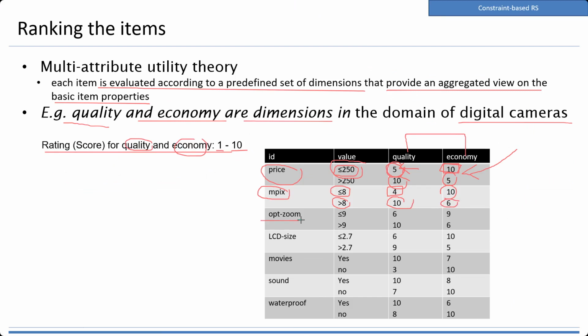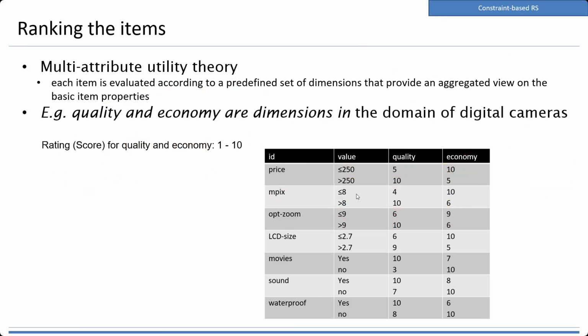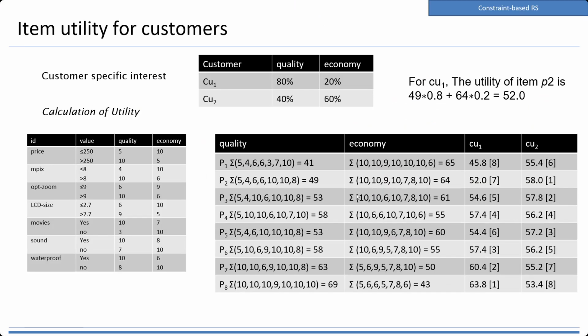How about the optical zoom? If the optical zoom is high, of course, this is very good, and people will give a high rating. But from the economic perspective, it is not good. If the optical zoom is less than 9, the quality is not that good, and the economy is maybe not maximum. So this kind of rating you can generate. After you have this rating, you can do the calculation.